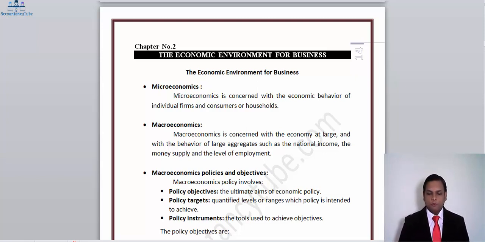If you come to the page number 14 of your lecture notes, we have a couple of definitions. First off is microeconomics, which involves the economic behavior of individual firms, consumers, or households, whereas macroeconomics is concerned with the country at large, the economic behavior of large aggregates such as national income, level of employment, and GDP. It could be better understood if we can put that in our graph.